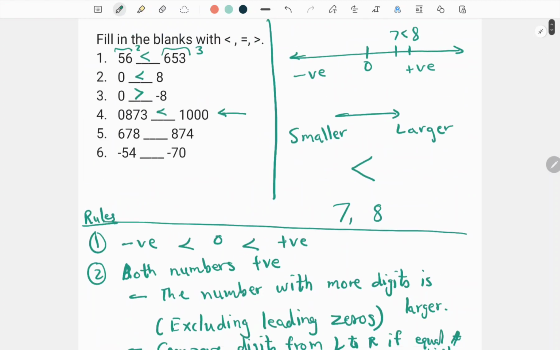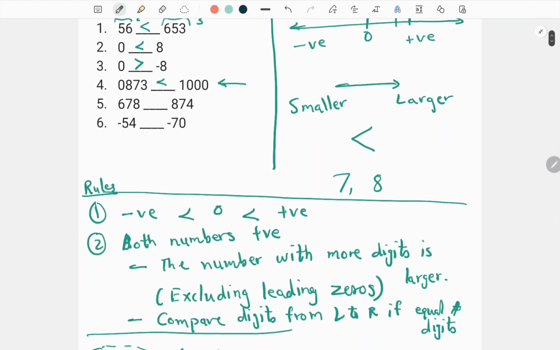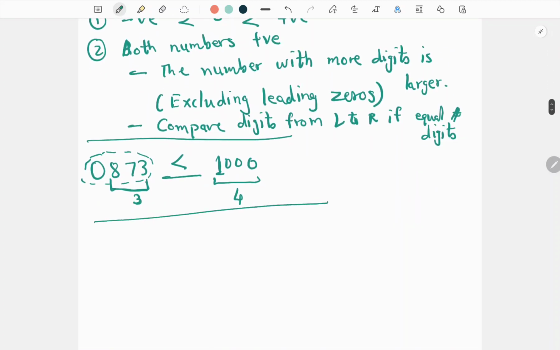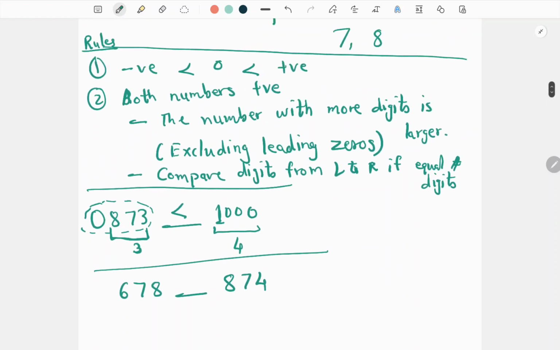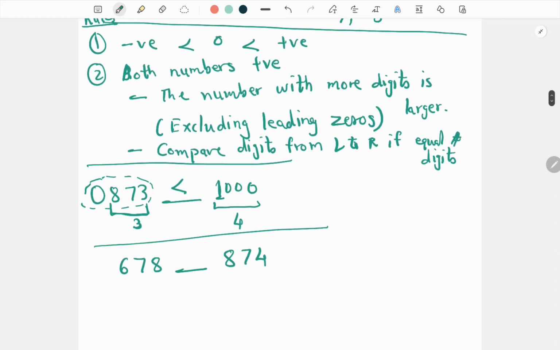So let's see what I mean by that. The 678 versus 874 is a good example here. Now let's see if any of the first two rules applies. Negative numbers are less than 0, less than positive numbers. That is true, but it's not applicable here because both numbers are positive.